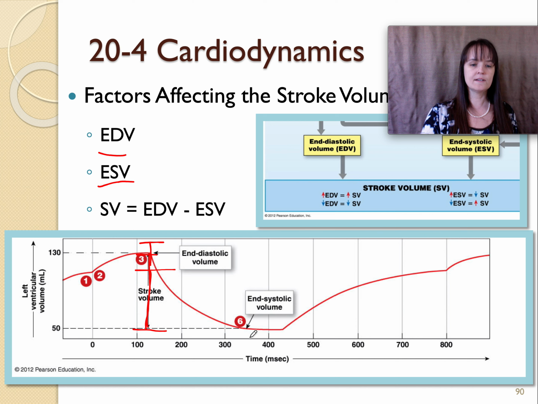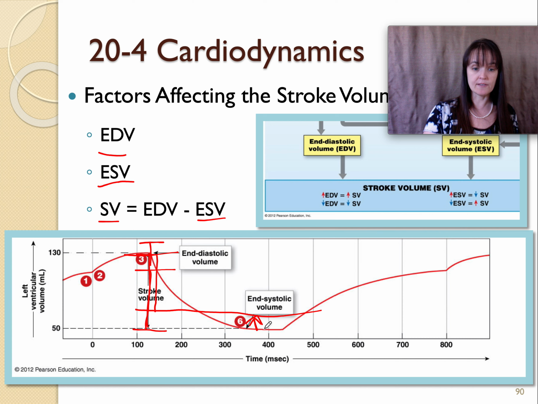What if we increase our end systolic volume to here? What does this do to our stroke volume? It decreases it. So these are inversely proportional. When you increase the ESV, that decreases the SV. When you increase the end systolic volume, that decreases the stroke volume, because it's just physically moving it further up.